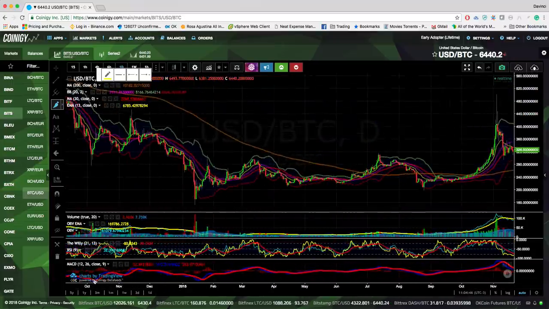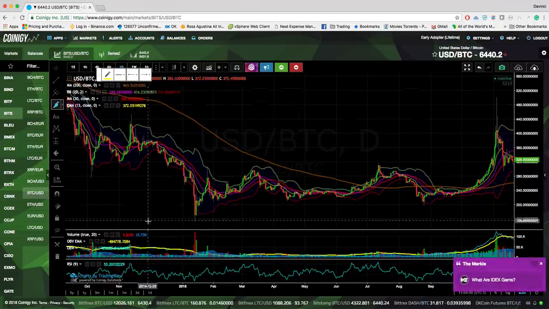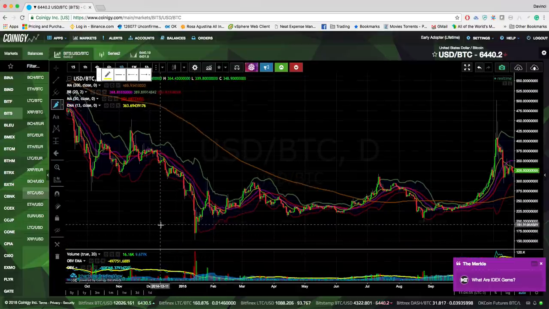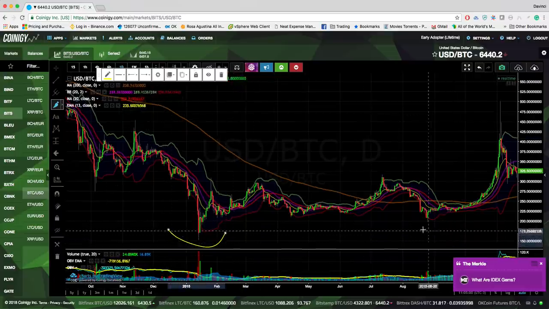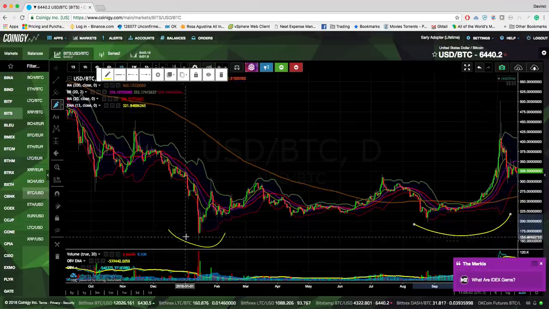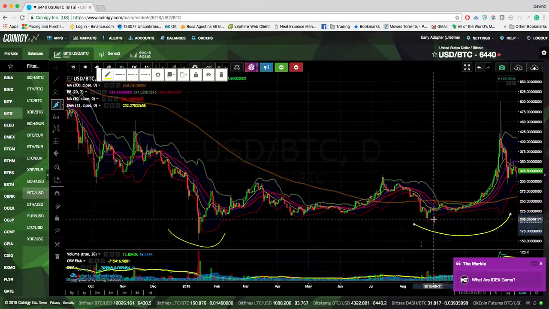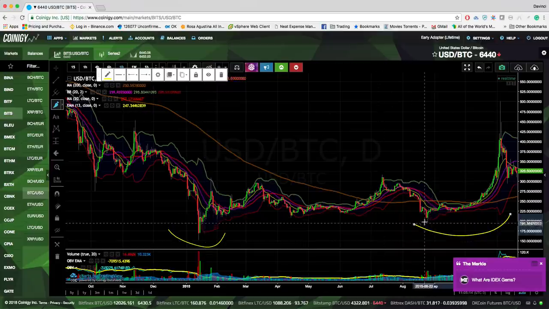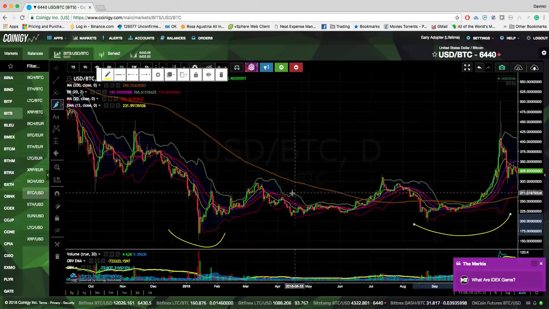I'm going to hide some of these. I don't think we need any of these for this particular video. Alrighty, so you can see right here a turn. We have higher lows, meaning this low here is lower than this low. So this low is really high. It's higher than this low, meaning that something has changed.